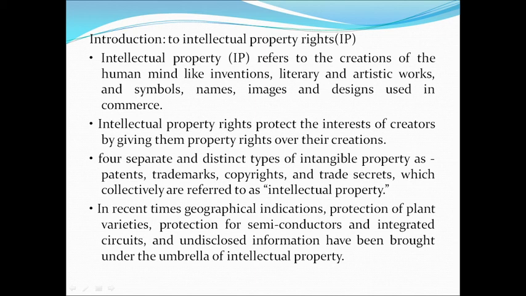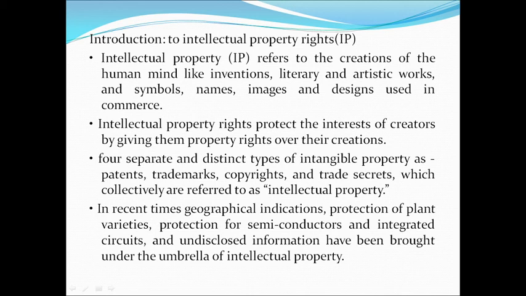Four separate and distinct types of intangible properties, like patent, trademark, copyright, and trade secret, are collectively referred to as intellectual property. In recent times, geographical indications have also been added to intellectual property rights. The reason is that some places, some products, and some plants are going to be famous, so geographical indications also become intellectual property nowadays.